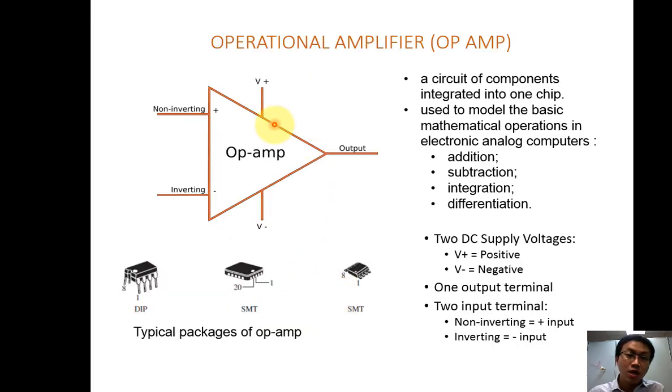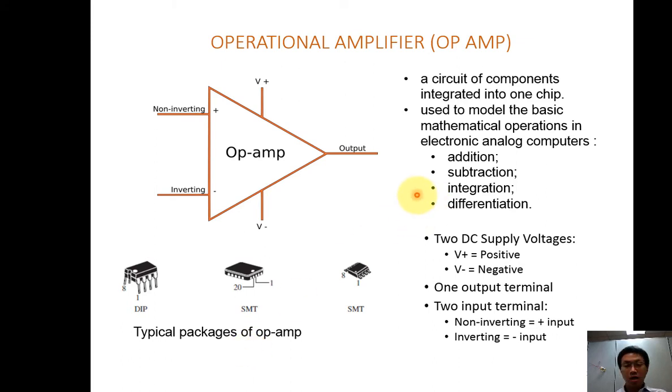So what is op-amp? Op-amp is actually the operational amplifier. In short, we call it op-amp. These are the symbols. We have a positive input, a negative input, a positive voltage supply, and a negative voltage supply. We have a non-inverting input with a plus sign, an inverting input with a negative sign, and an output. Op-amp is a circuit of components integrated into one chip. This is one chip. We have a DIP package and an SMT package. These are the typical packages of the op-amp.